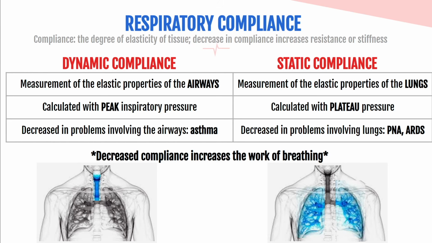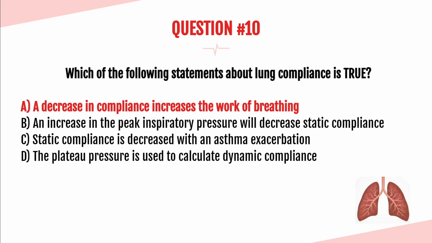So if we want to go back and go through the answer choices after talking about this, choice B is not correct because an increase in the peak inspiratory pressure will decrease dynamic compliance. Choice C is not correct because asthma decreases dynamic, or airway compliance, not static compliance. And choice D is not correct because dynamic compliance is calculated using the peak inspiratory pressure. So A is going to be our correct answer here.